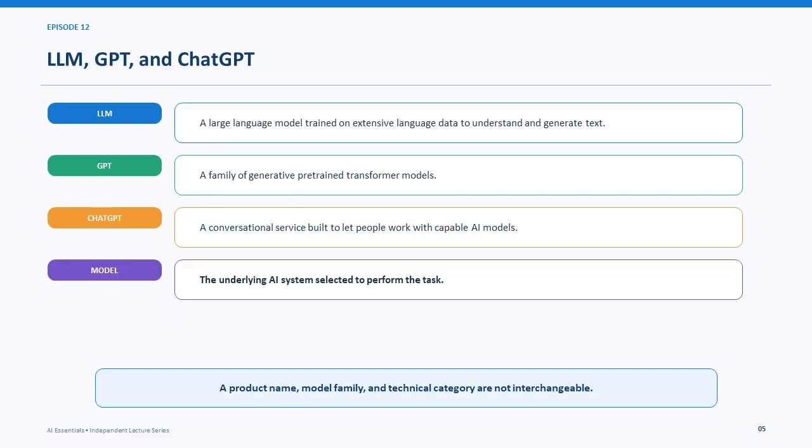A large language model processes and generates language. A generative pre-trained transformer is one architecture used for modern language models. ChatGPT is a product interface using such models. The terms are related but not interchangeable.